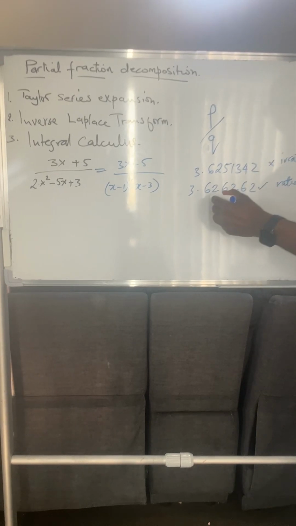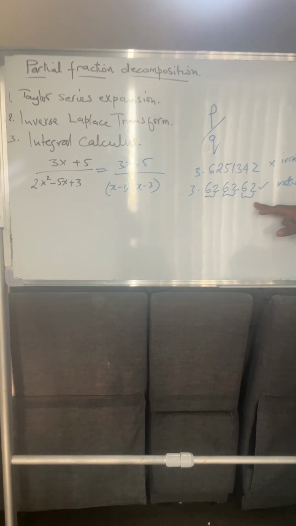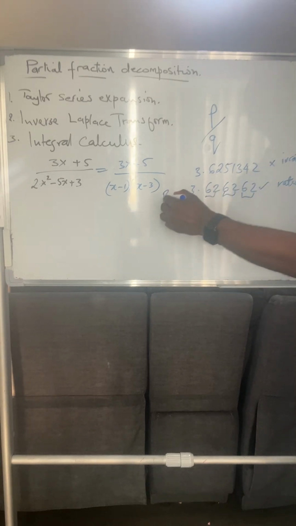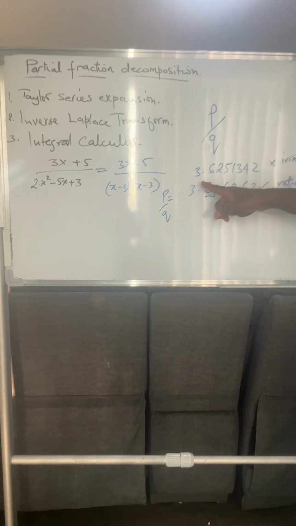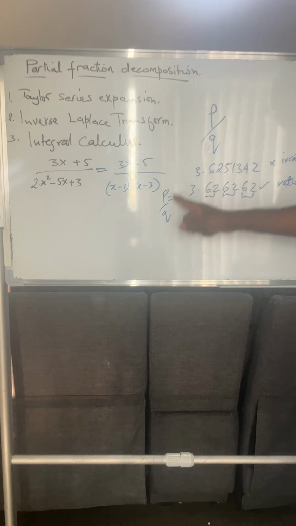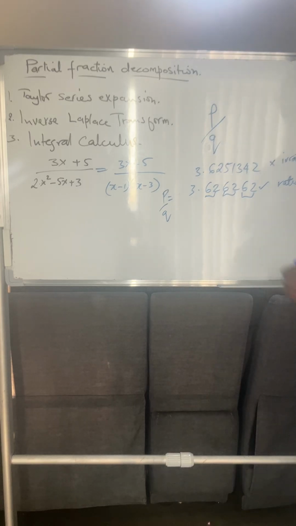You see it's repeating, 626262 is repeating after the decimal point. So this can be represented in the form P all over Q. This one here is not repeating. It keeps getting different numbers, 6251342. So this is not a rational number, it's irrational because it can't be written in this format. Once you understand this, then you know what rational numbers and irrational numbers are.